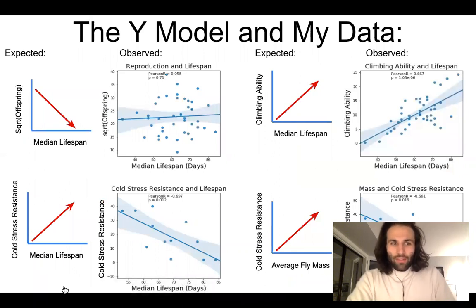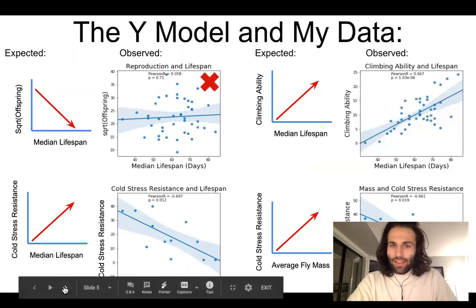Starting in the top left, we have the number of offspring a genotype produced versus the genotype's median lifespan, and the Y model would predict a negative correlation between these two. But what in fact we see is no correlation at all. Moving to the top right, we have climbing ability on the y-axis, median lifespan on the x-axis. The Y model would predict a positive correlation here, and in fact, that's what we see.